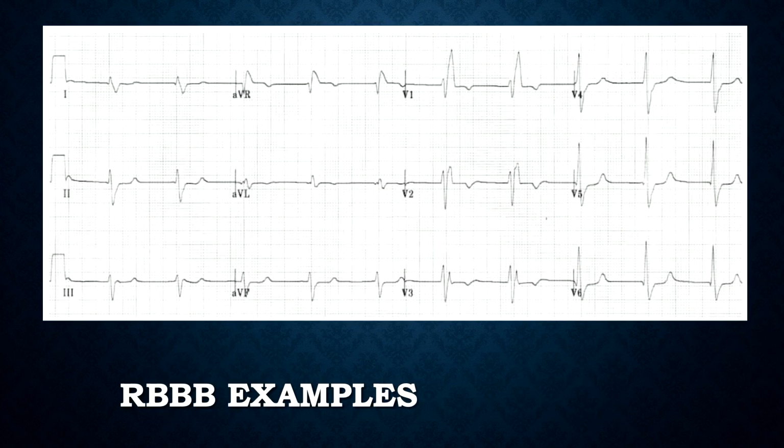So what are some examples? This is a great example. First of all, look at V1. You've got greater than 120 milliseconds, and you have those bunny rabbit ears right there. So that's fairly classic for it. And then if you look down in V6 and also at lead 1, you're going to see that slurred S wave that comes right after that R complex. So that is your right bundle branch block.